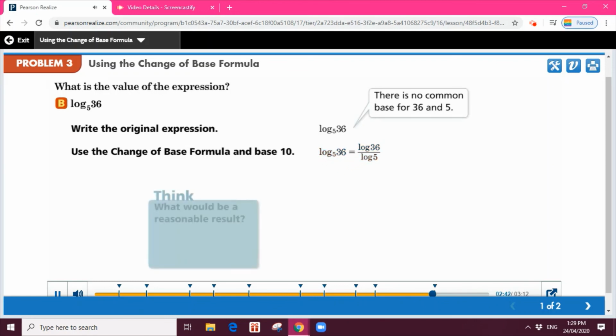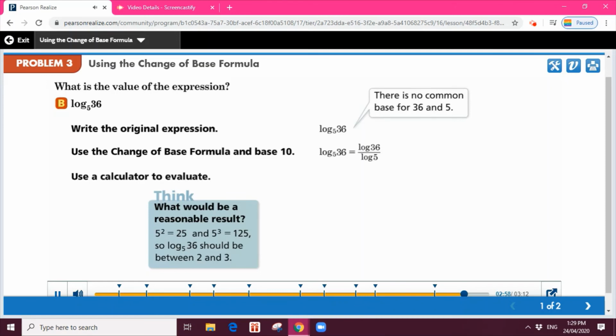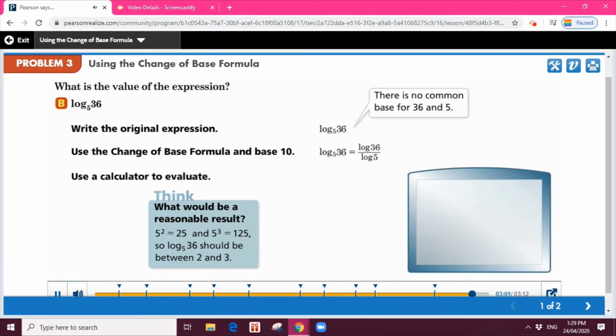What would be a reasonable result? 5 squared equals 25, and 5 cubed equals 125, so log base 5 of 36 should be between 2 and 3. Use a calculator to evaluate. So, the value of log base 5 of 36 is approximately equal to 2 and 23/100ths.